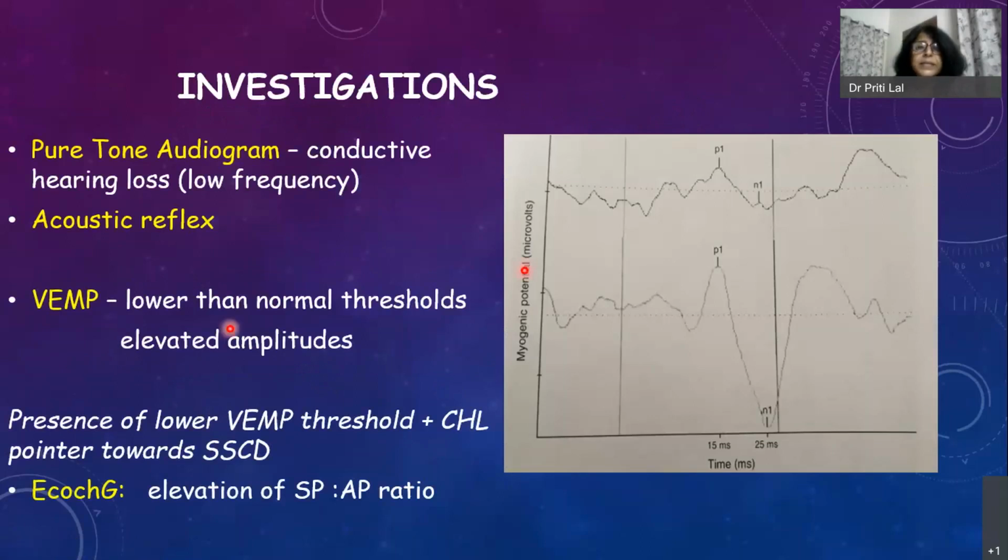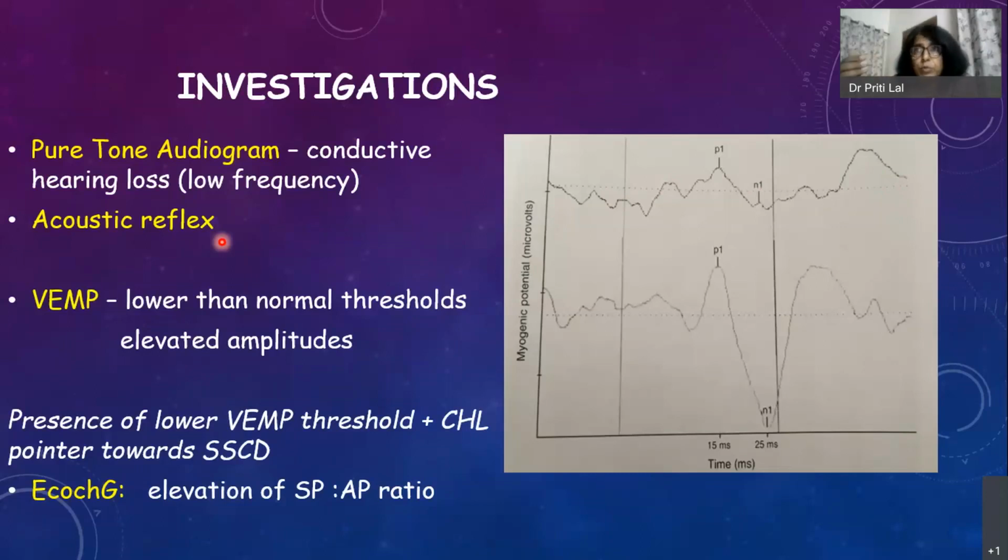Pure tone audiogram in such cases reveals a conductive hearing loss, especially in the lower frequencies, as we had explained earlier. Then acoustic reflexes done show the presence of an acoustic reflex. This is very important because now this is a setting of a conductive hearing loss with an intact TM. A very important differential diagnosis in such a setting is a condition like otosclerosis.